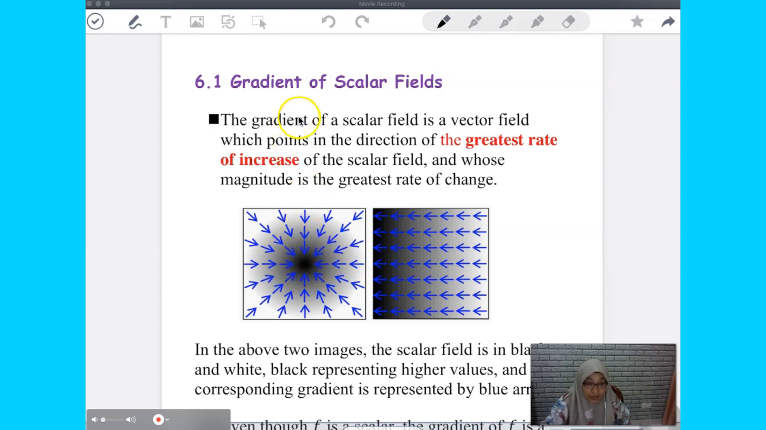When you obtain the gradient of the scalar field, you get the vector field. So the blue arrows are actually the vector field, and as you can see, they are pointing to something here, right?